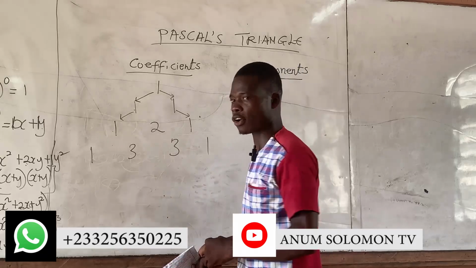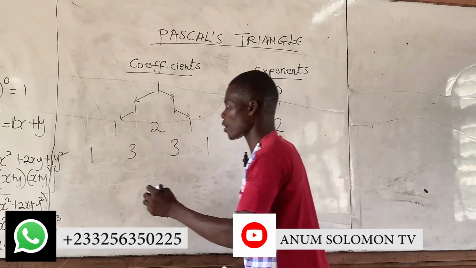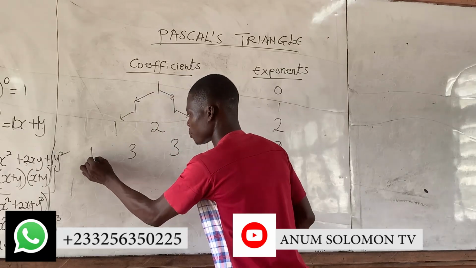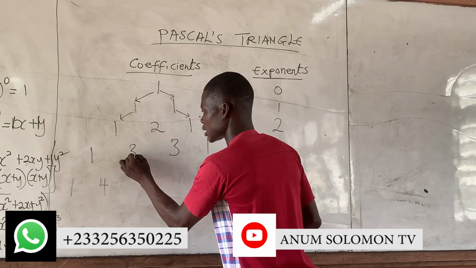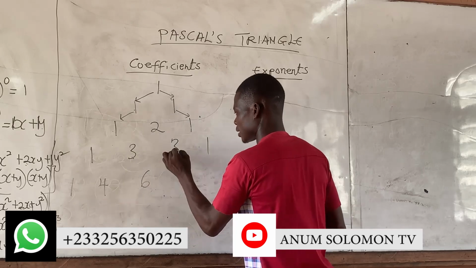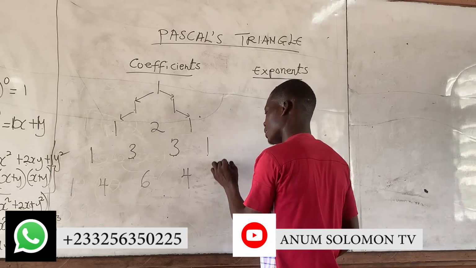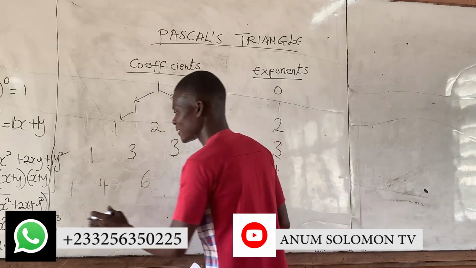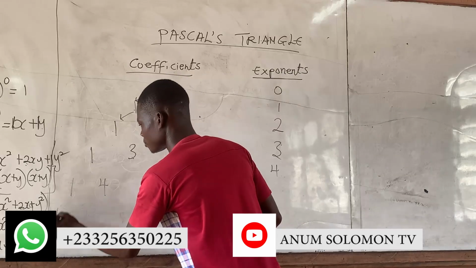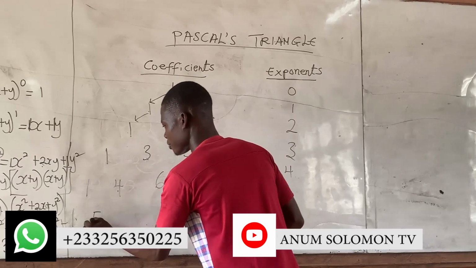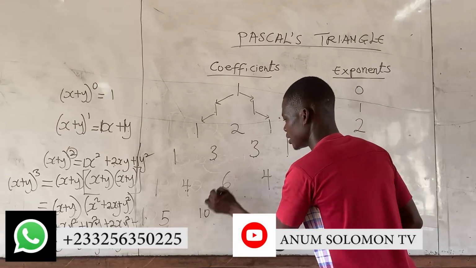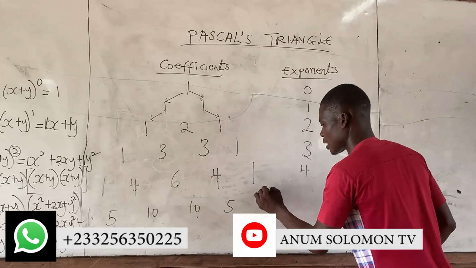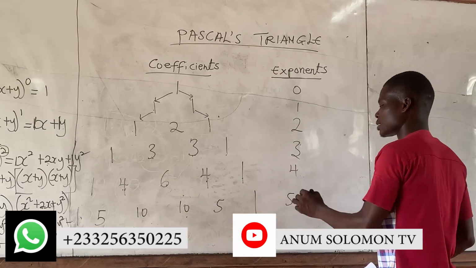Now let's do the same for power 4. We extend the 1 to this side. We have our 1. 1 plus 3 is 4. 3 plus 3 is 6. 3 plus 1 is 4. And extend the 1. So this is power 4. Now let's do the same for power 5. Extend the 1 here. 1 plus 4 is 5. 4 plus 6 is 10. 6 plus 4 is 10. 4 plus 1 is 5. Then extend the last 1 here. So this is power 5.